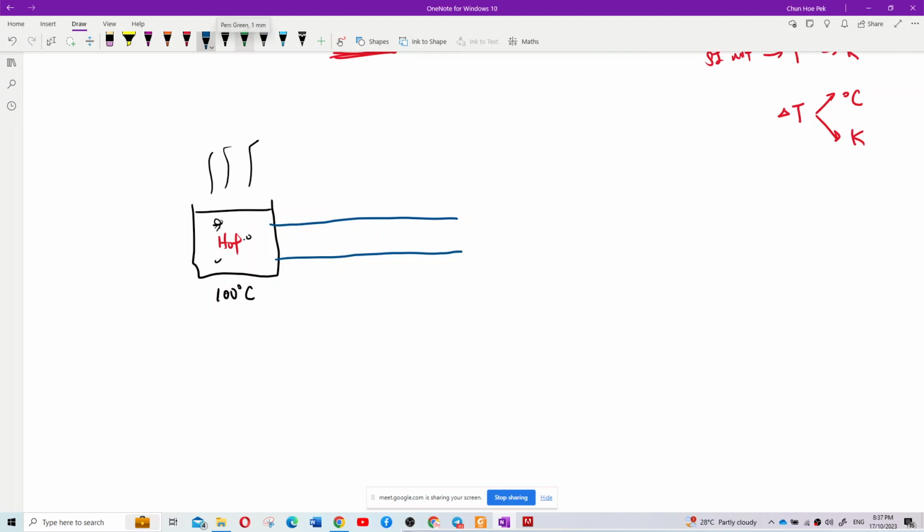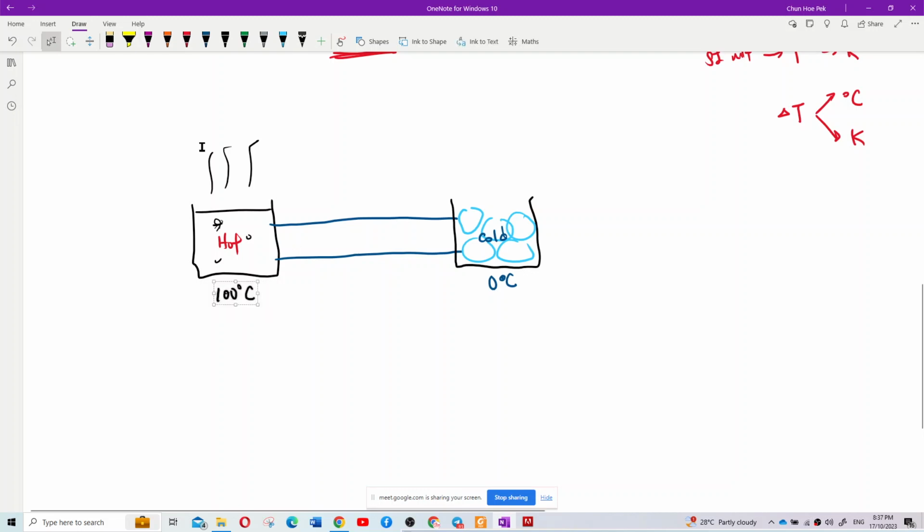I don't know how you connect the metal rod with the hot water, but just connect it here. And then here there is ice. Ice is cold, right? So the cold end is 0 degrees Celsius, and this is 100 degrees Celsius, very hot. And this is the metal rod. So what happened, class?